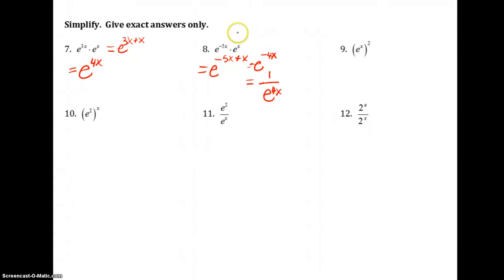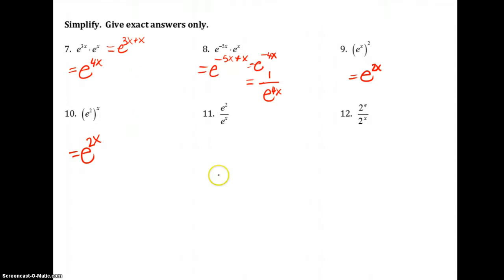Our rule for power to a power, you multiply. This would be e to the 2x. Okay, same thing here. Power to a power, you multiply. e to the 2x. So all the rules for exponents, addition, subtraction, combining like terms, the same.